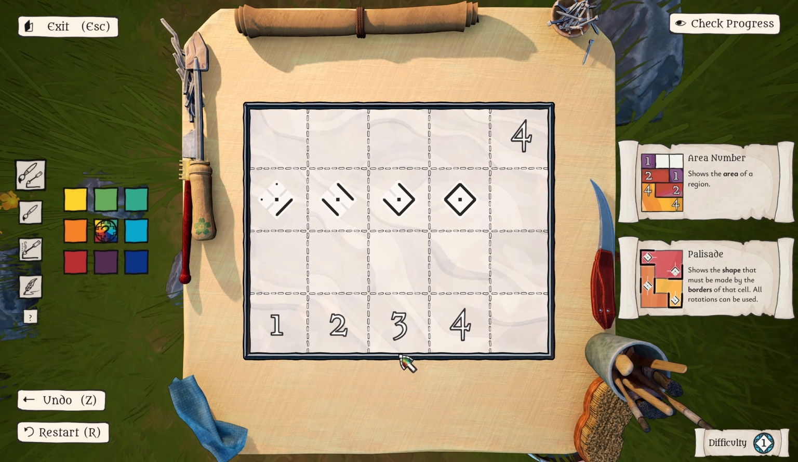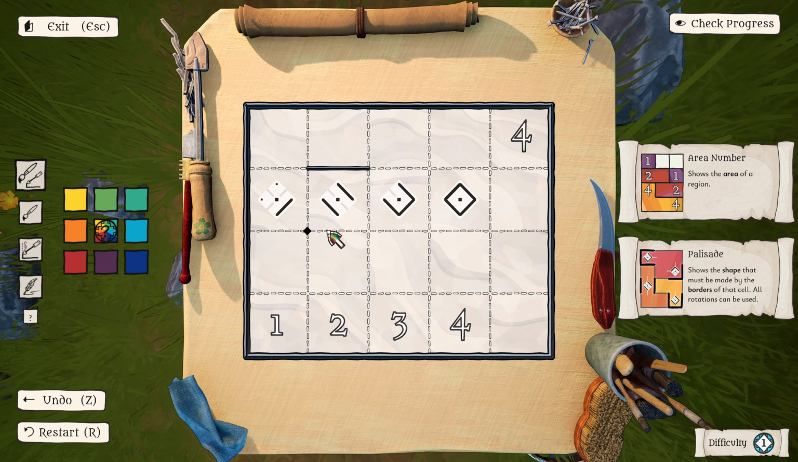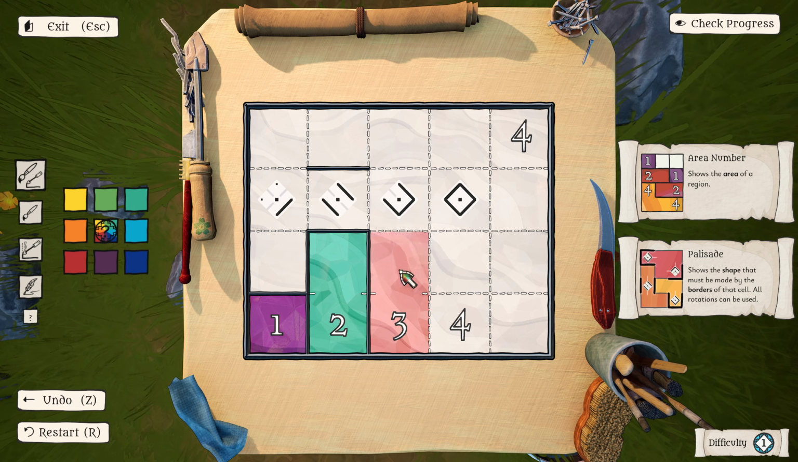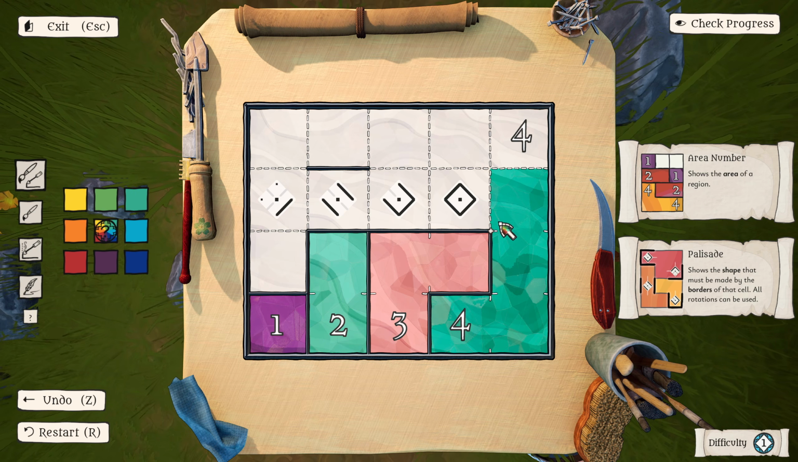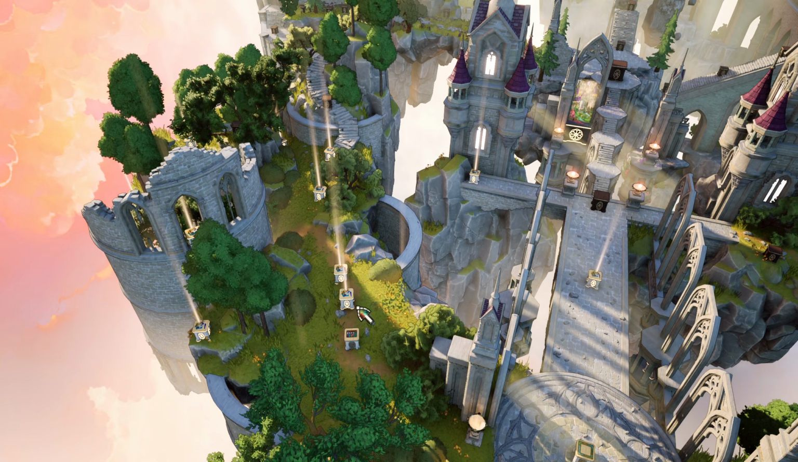Area number and palisades. That's very cute. There's 1, 2, 3, 4. I believe that's gonna... Okay, that has to go that way. That 1 just gets a box around it. That 2 just gets a box around it. That 3 has to take that one. Could come up to here, except that would put a box around that. So that's the 3. That's the 4. That's a 4. And we just chop that onto there. Cool.